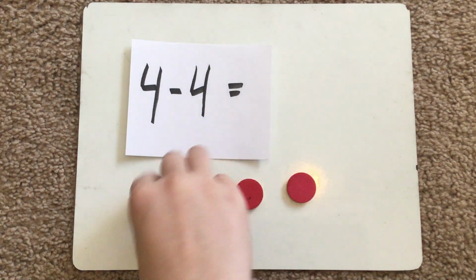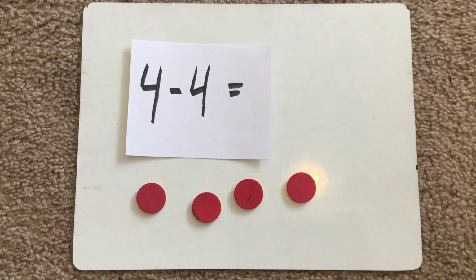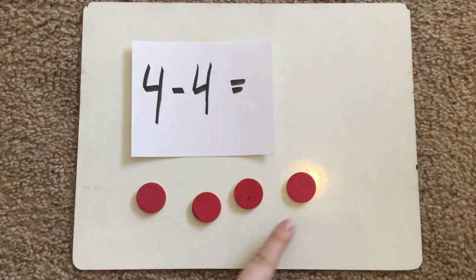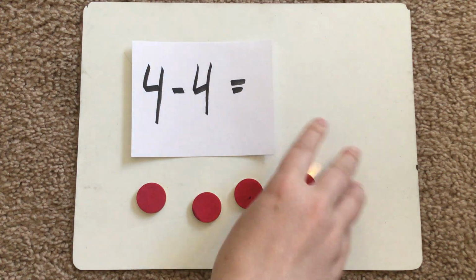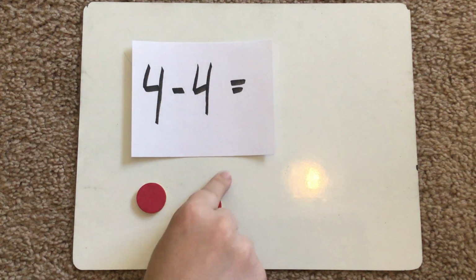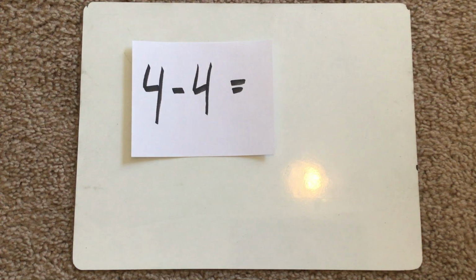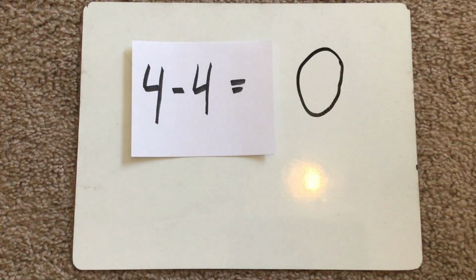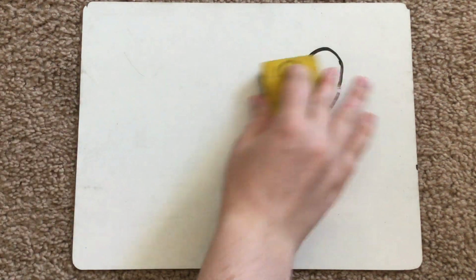And I'm going to be using 4 of my counting chips because we are starting our problem with 4 objects. The problem tells us we have 4, and then we're going to take away 4. So here I have 4, and then I'm going to take away 4. 1, 2, 3, 4. How many are left? 0. So 4 minus 4 equals 0. Great job. Let's do another one.